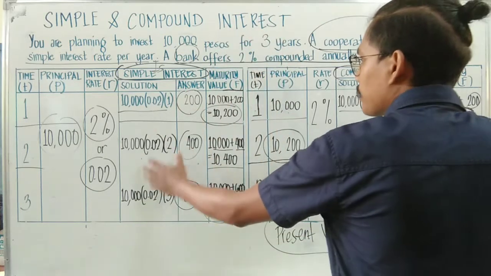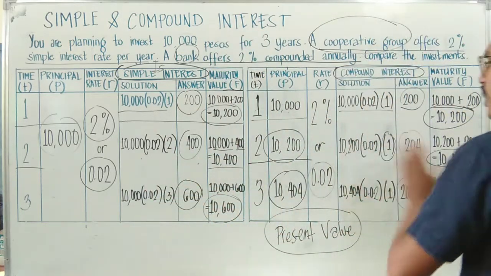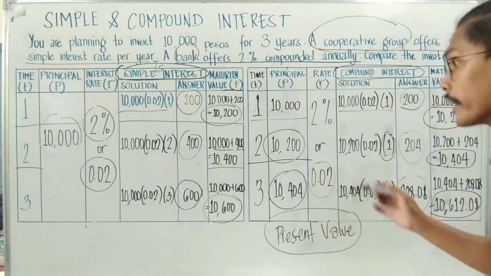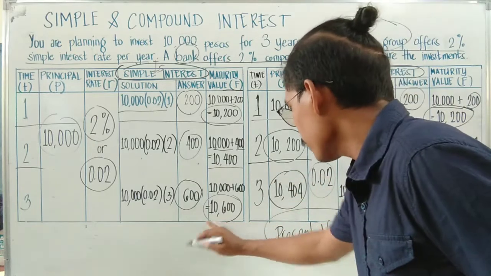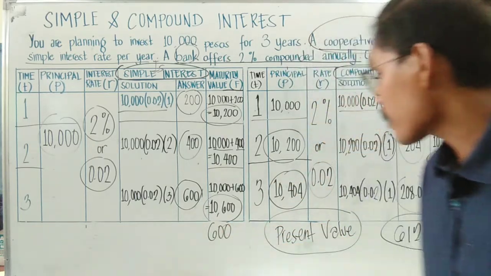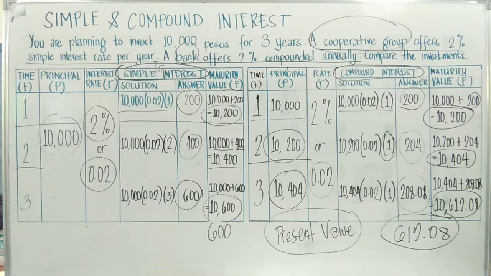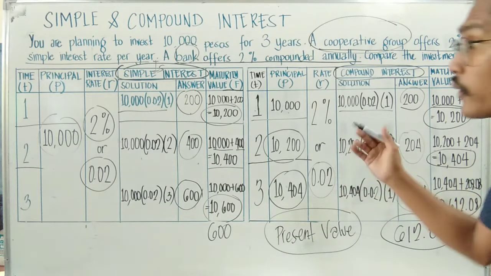So comparing the two investments, the investment of a cooperative group and the investment of a bank, or shall we say the investment from simple interest compared to compound interest, of course, your money will earn more if you invest it in compound interest. So if you can see, your money earns 612.08 after 3 years. On this simple interest, your money earns 600 pesos. So that is just for 3 years.